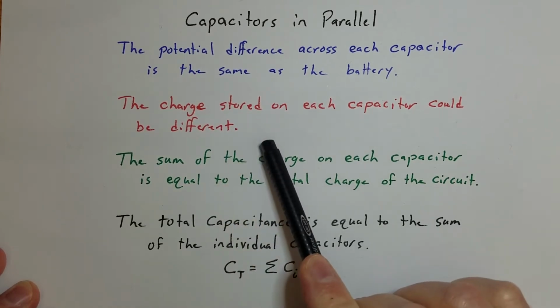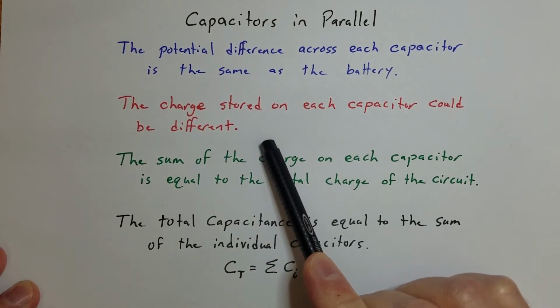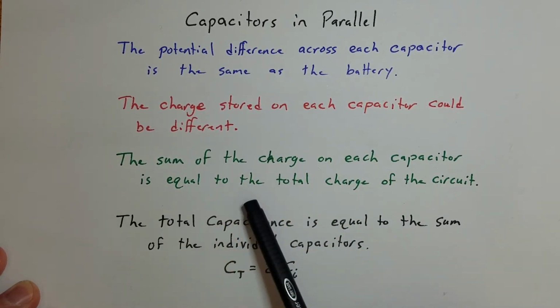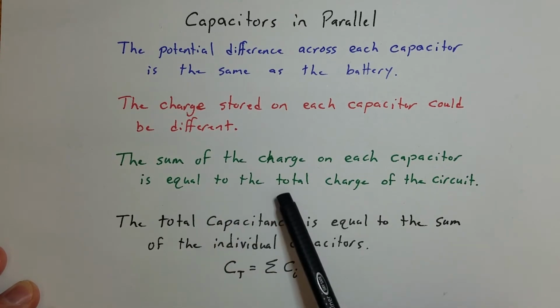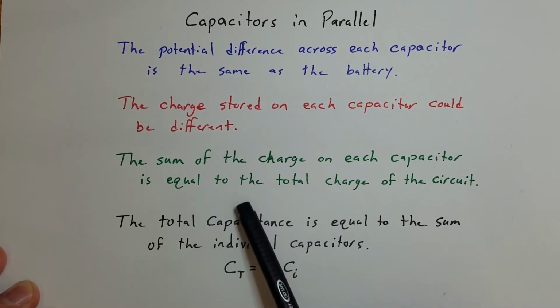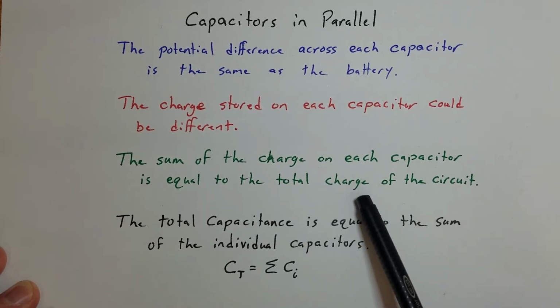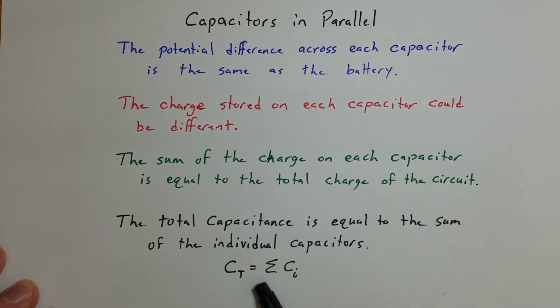The charge stored on each capacitor could be different, just like the current through resistors in parallel could be different. And here's a good way to check your answer. The sum of the charge on each capacitor should equal the total charge stored in the circuit. That's a good way to check your answer, make sure you're on the right path. And to find the total capacitance, it's the sum of the individual capacitors.